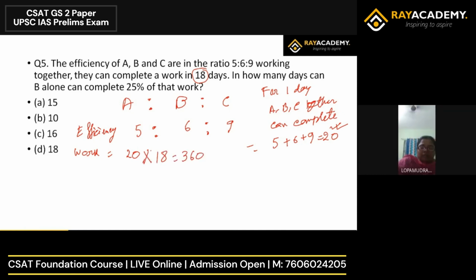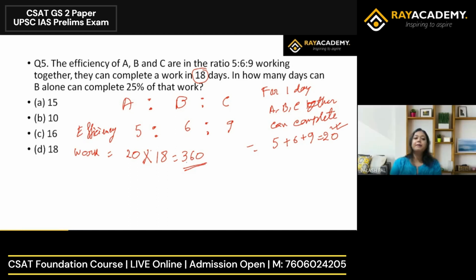14 to 18. 360. Okay, 360. That means they have total 360 chocolates. Now, second time, the total responsibility is upon B. Okay, so B completes 6 chocolates in one day. So 360 chocolates complete. For how many days B will take?